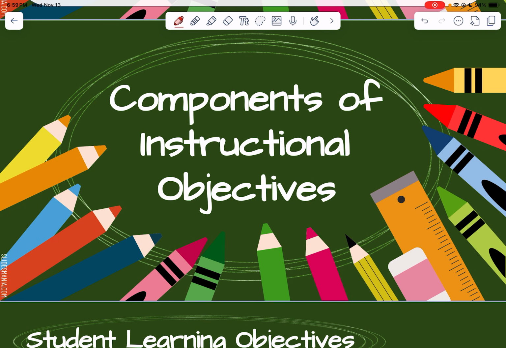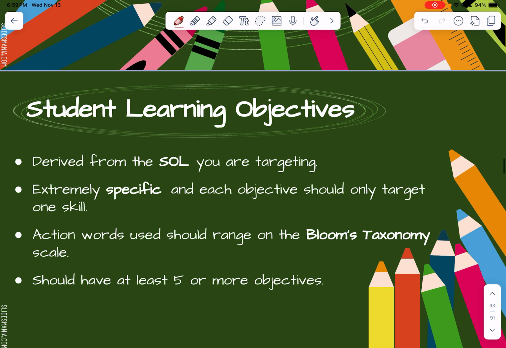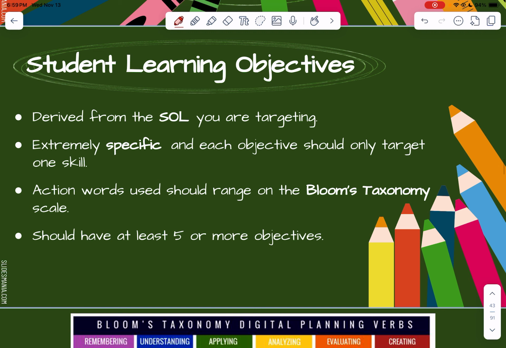So let's distinguish now between the components that make up our instructional objectives. Within our student learning objectives, these are going to be derived from the SOL standards that you're targeting. They need to be extremely specific, and each objective should only target a single skill. More often than not, I have students submit lesson plans with student learning objectives, and the objective contains 3 or 4 skills, and they all just put it in one big learning objective. You should be breaking that big section apart to where each objective only does a specific skill.